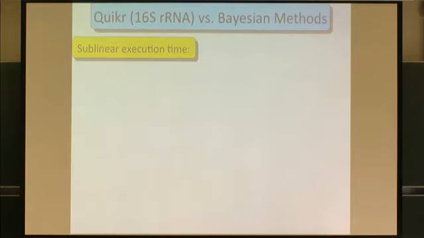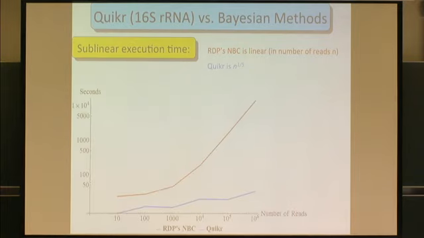So let's see here. As I said, it's extremely quick. So I'm going to compare it to RDP's NBC. It's just the easiest thing to do. So while RDP's NBC is linear in the number of reads in complexity, turns out Quikr is really rather fast. So if you take a log plot of the number of reads in your sample versus the number of seconds, turns out that we can classify a million read sample in well under a minute. It also has a really small memory footprint, so you can actually do it on a laptop if you want to, depending on how you train it.